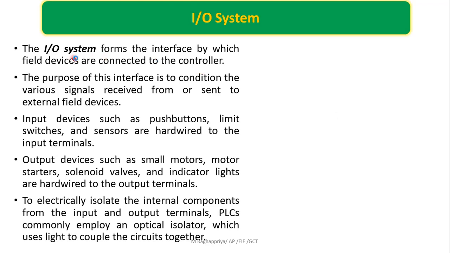So the IO system is nothing but the input output system. It forms an interface between field devices and the controller. In the previous block diagrams you would have noticed that the controller was separate and you had a separate input module and a separate output module. To these modules devices were connected. So these modules form an interface between the field devices and the processor.